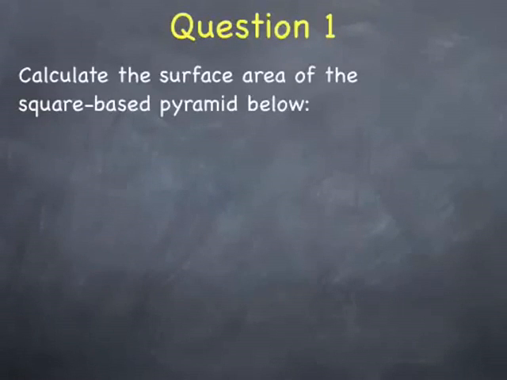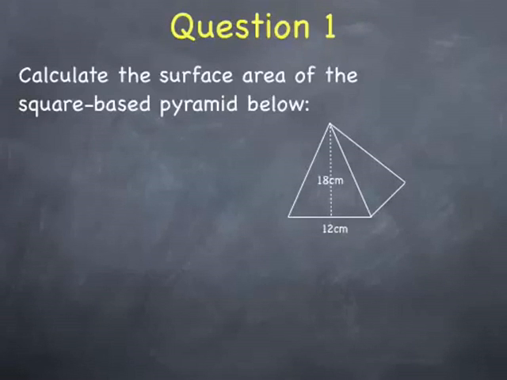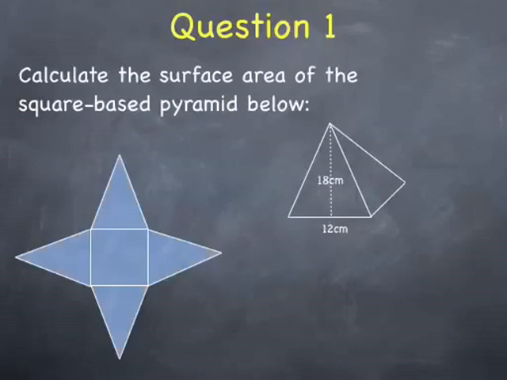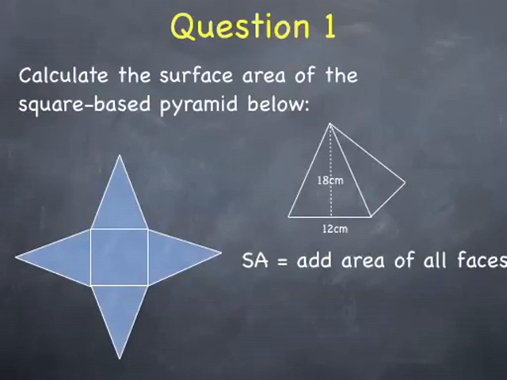Question 1. Calculate the surface area of the square-based pyramid below. Right, there it is. Press pause, draw the net, work it out, and play when you're done. Okay, there's the net of a square-based pyramid. It has a square in the middle and triangles around the side, 4 of them. To work out the surface area, we need to add the area of all those faces, all 5 of them. Let's start with the square in the middle.